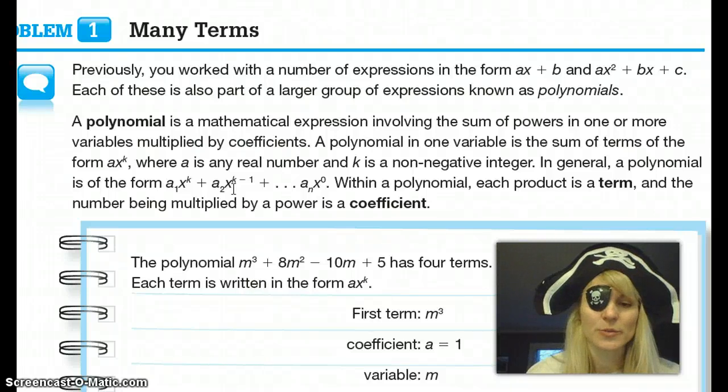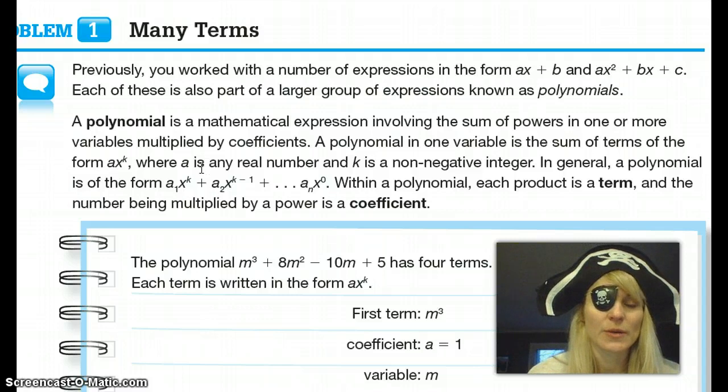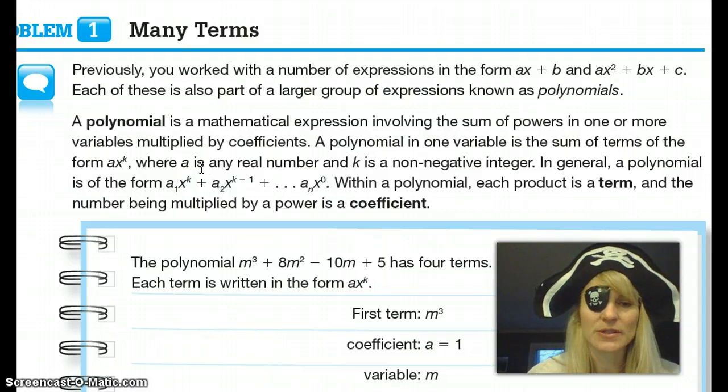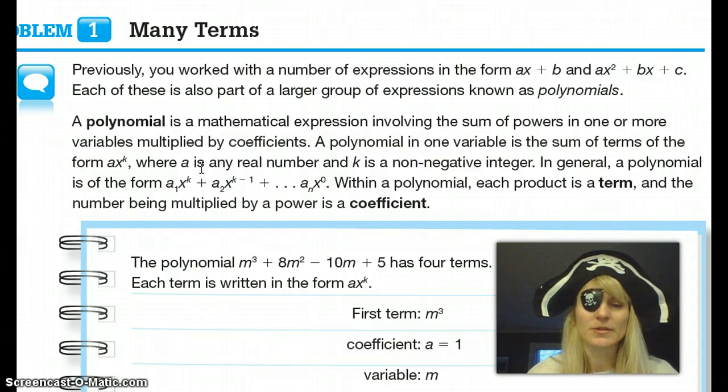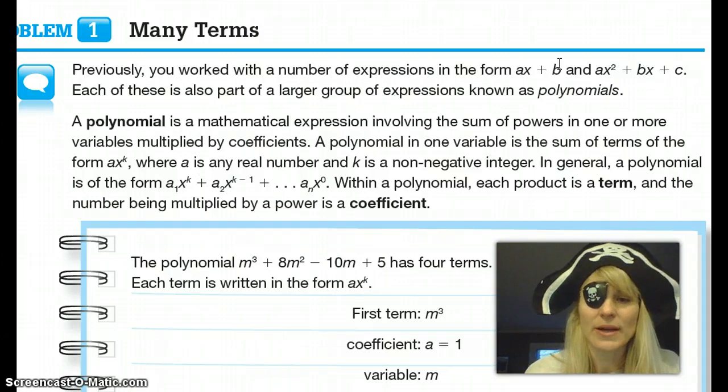Okay, so we're going to start chapter 12 in our volume 2 student textbook. You want to open it up to page 704 here. So you might want to pause the video and then open up to 704. We're going to talk about polynomials. We've already done polynomials already.